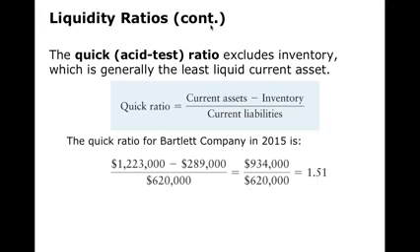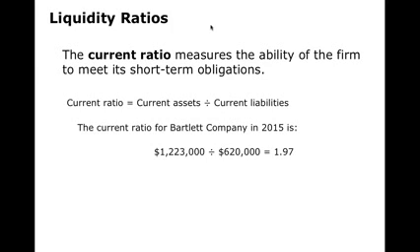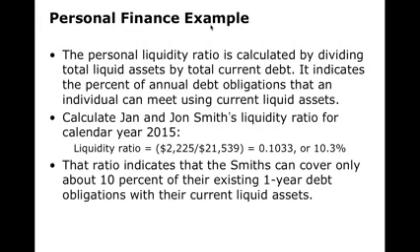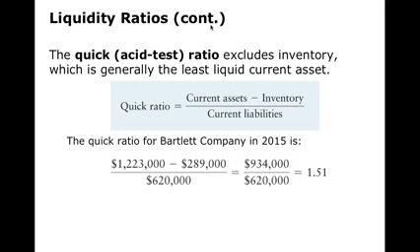And you can see that at 1.51, that's going to be lower than their 1.97 current ratio. So if a company has inventory, their quick ratio will always be lower than their current ratio. And how much lower it is is how you measure how significant the inventory is.